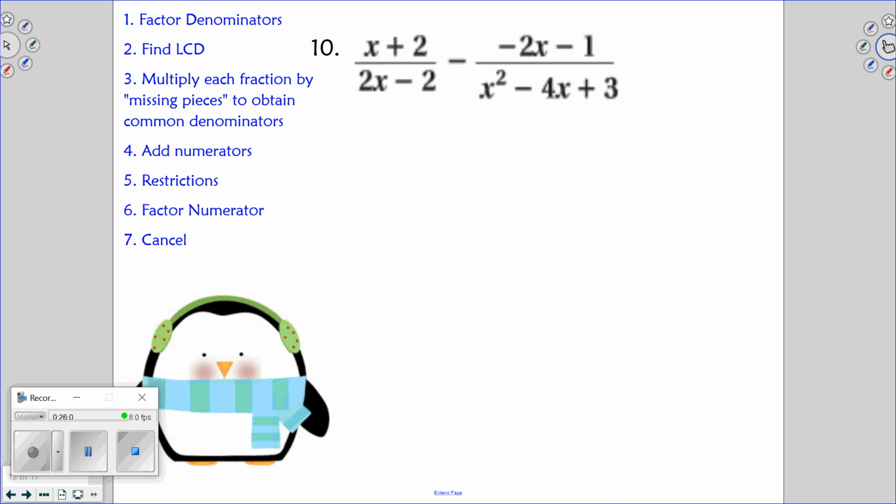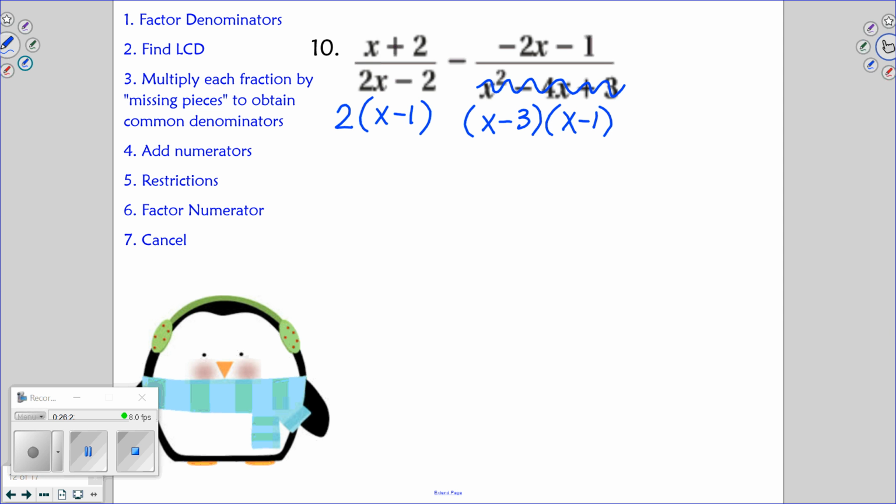Number 10. Step 1, factor denominators. So how does the first one factor? Okay, take out a 2. So x minus 1. How about the second one?